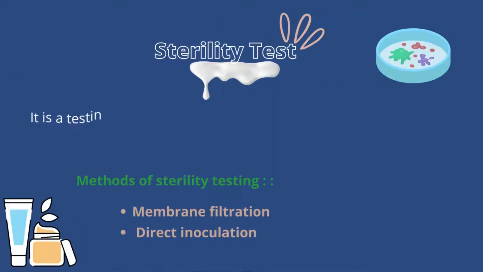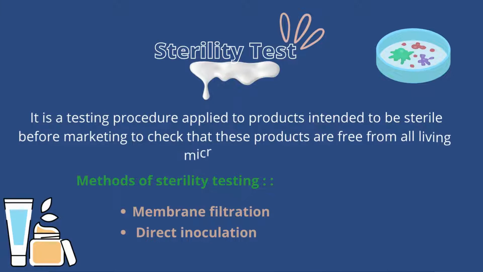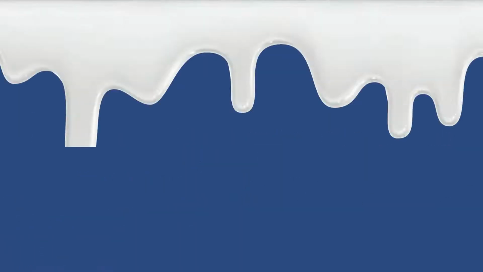Sterility test. It is a testing procedure applied to a product intended to be sterile before marketing, to check that this product is free from all living microorganisms. There are 2 recommended methods of sterility testing for pharmaceuticals. 1. Membrane filtration. 2. Direct inoculation.